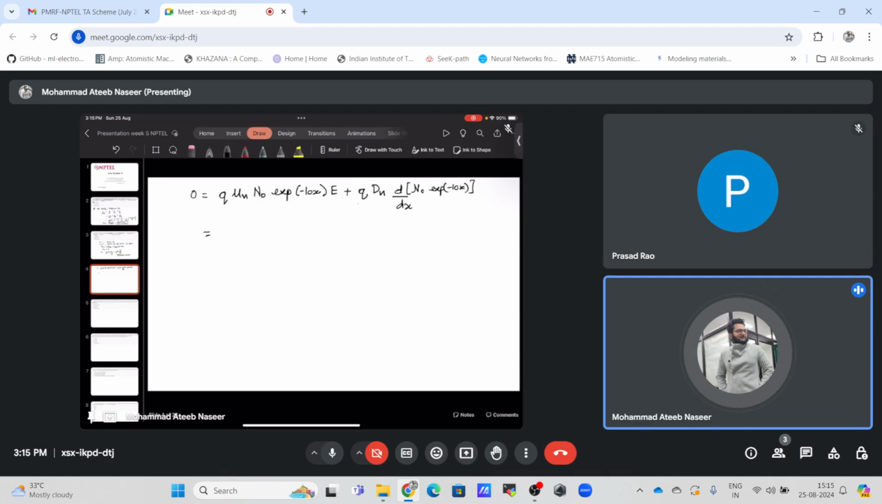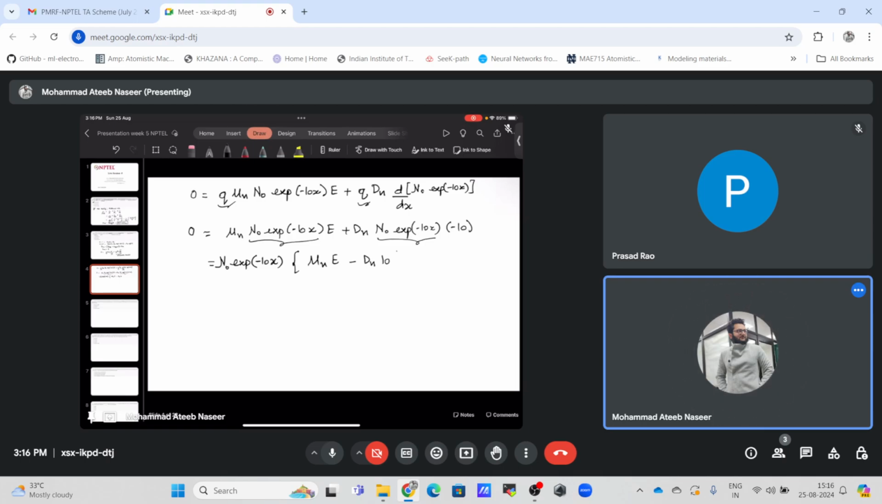Since this is equal to 0, q we can drop now. It is simply mu n n naught exponential of minus 10x times the field, plus Dn times n naught exponential of minus 10x times minus 10. This whole thing is equal to 0. So now n naught and exponential of minus 10x can be taken out of the whole expression, leaving n naught exponential of minus 10x times the bracket mu n times E minus Dn times 10.